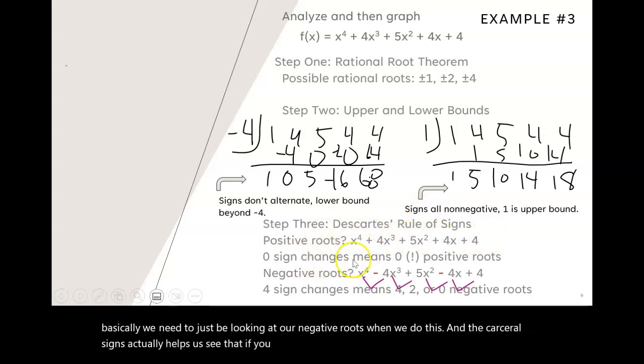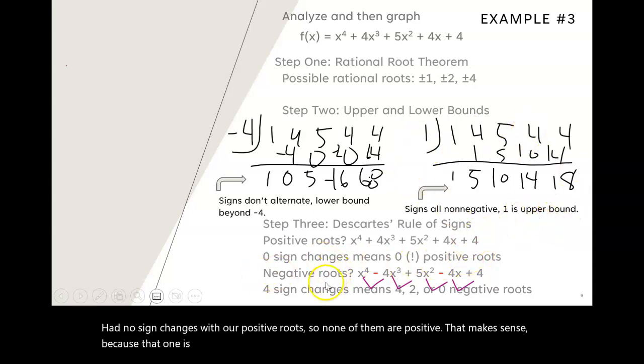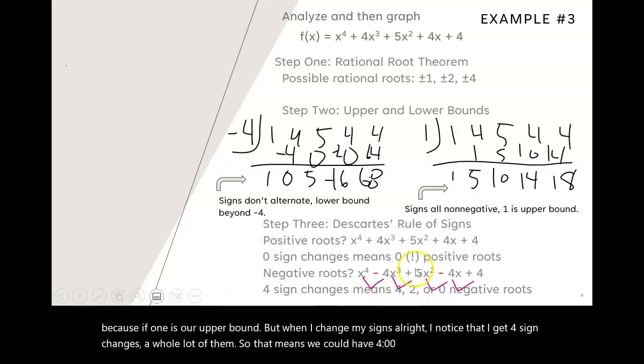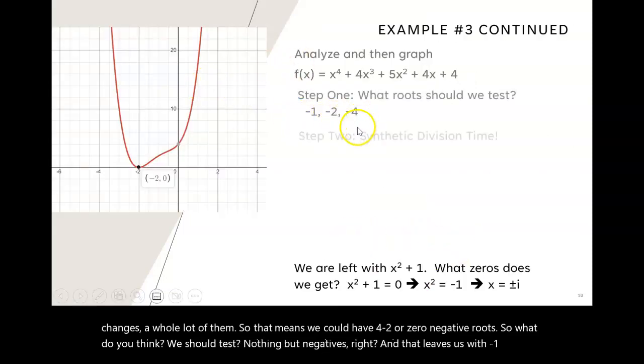And the Descartes rule of signs actually helps us see that. If you notice, we had no sign changes with our positive roots. So none of them are positive. That makes sense because 1 is our upper bound. But when I change my signs, all right, I notice that I get 4 sign changes, a whole lot of them. So that means we could have 4, 2, or 0 negative roots. So what do you think we should test? Nothing but negatives. All right, and that leaves us with -1, -2, and -4.